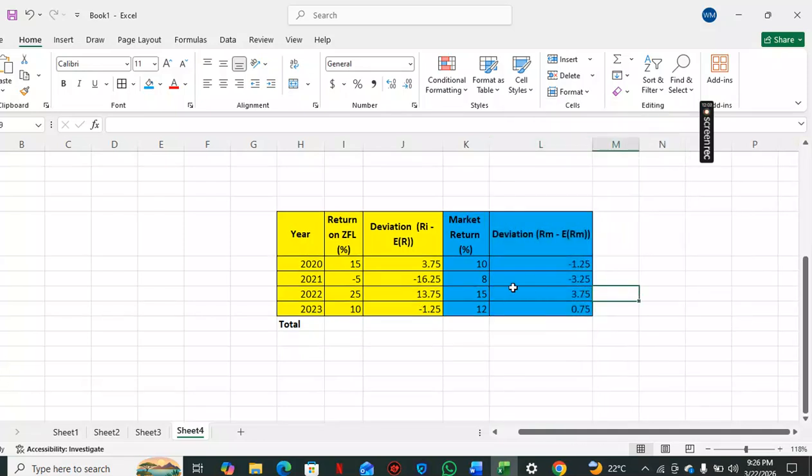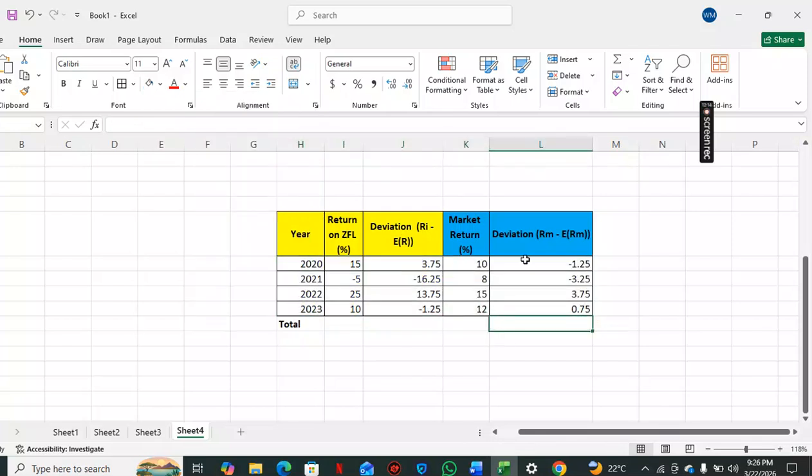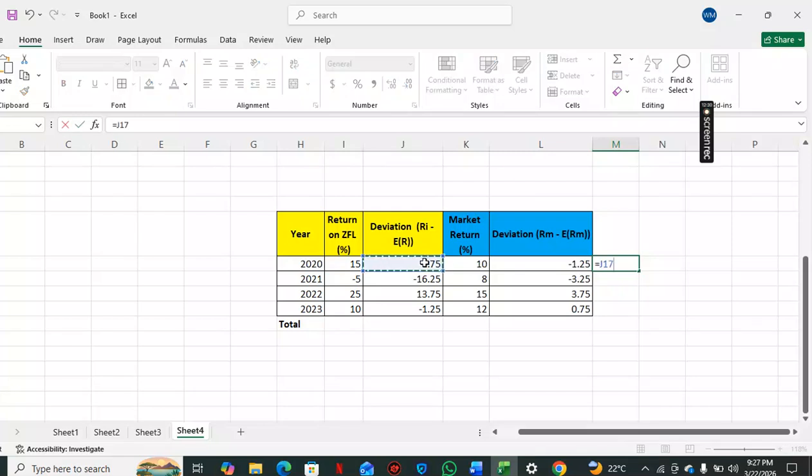Okay, so what's going to happen here is each deviation, for the covariance, each deviation we're going to multiply. The deviation for Zambezi Forest Limited and the deviation for Lusaka Securities Exchange. So I'm multiplying the deviation for Zambezi Forest Limited by the deviation for the Lusaka Securities Exchange.